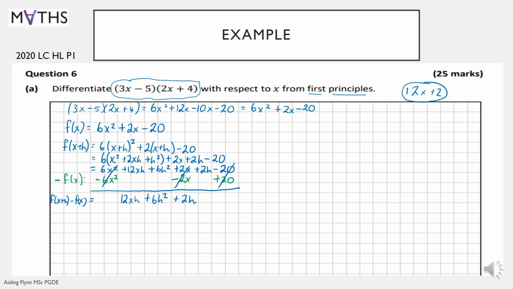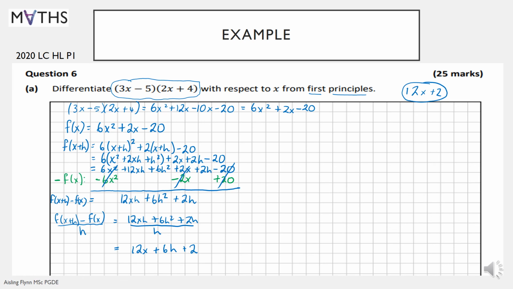We have to get the slope, which is the vertical distance or difference over the horizontal, which if you recall was h. So we're going to divide the expression above by h, and let's see what we get. 12xh divided by h gives me 12x, plus 6h squared divided by h gives me 6h, plus 2h divided by h gives me plus 2.